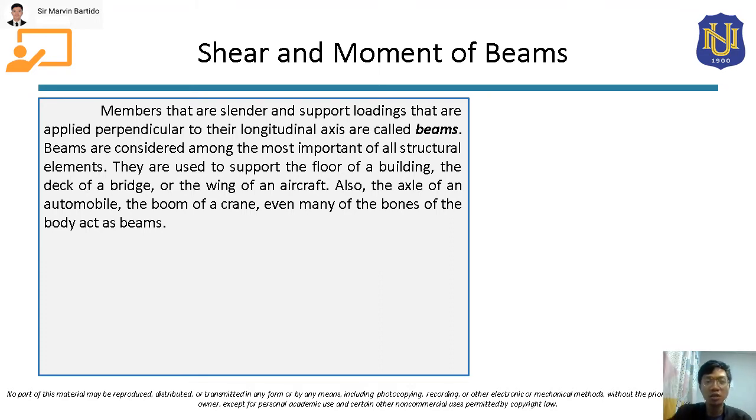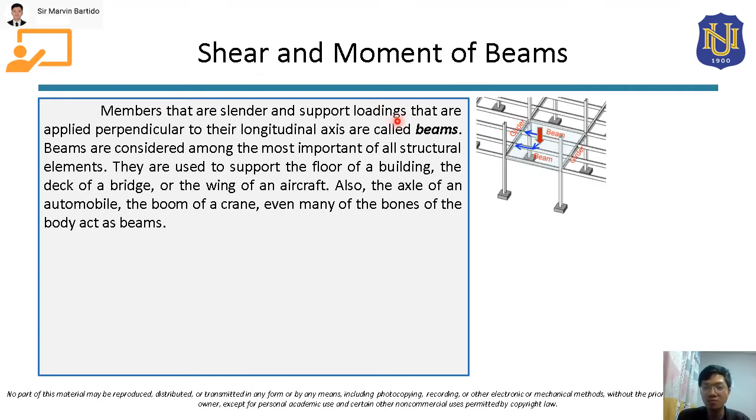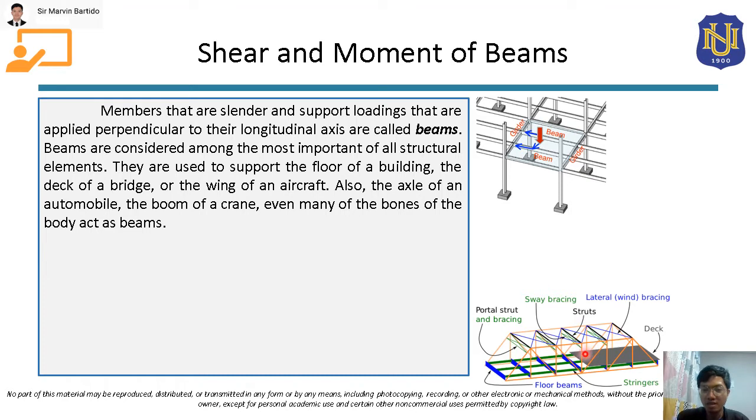Beams are considered among the most important of all structural elements. In general, beams are long straight bars having a constant cross-sectional area. They are used to support the floor of a building, as shown in this figure. The flooring here will be supported by these beams. These girders are also beams. Beams are also used for bridges, so the deck of a bridge is supported by these beams.